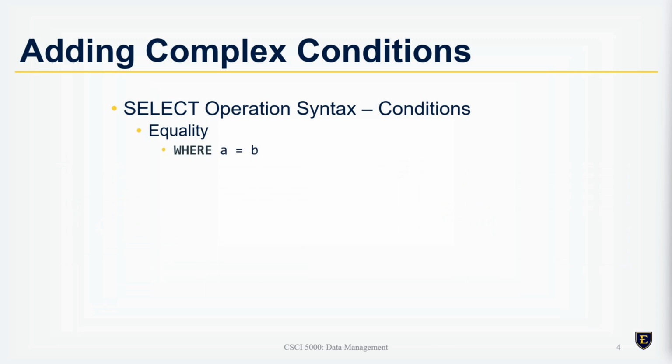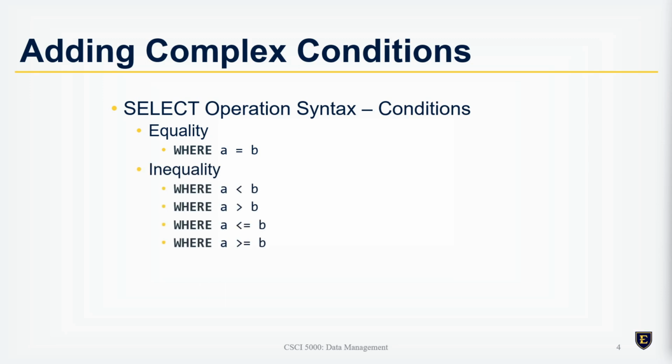We already know about equality conditions, but there are also inequalities that we can do, where A is less than B, A is greater than B, less than or equal to B, or greater than or equal to B. There's also not equals, where you can use either the less than, greater than sign or the exclamation point equals operator. Either of these two is acceptable as not equals. So if you want to know if A does not equal B, you can use either of these operations.